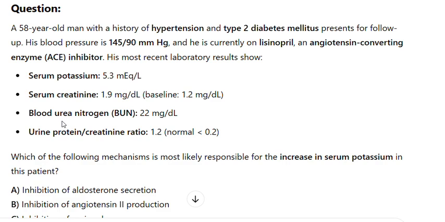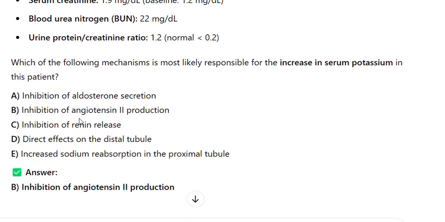His most recent laboratory results show serum potassium 5.3 milliequivalents per liter, serum creatinine 1.9 milligrams per deciliter, baseline 1.2, blood urea nitrogen 22 milligrams per deciliter, urine protein creatinine ratio 1.2, normal 0.2. Which of the following mechanisms is most likely responsible for the increase in serum potassium in this patient?